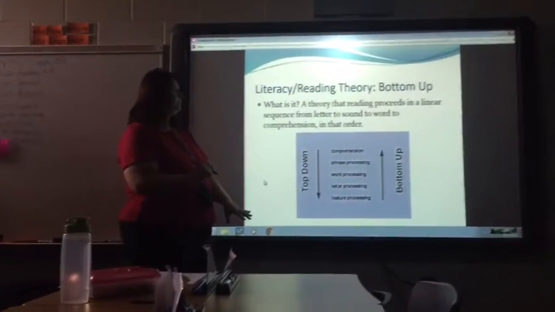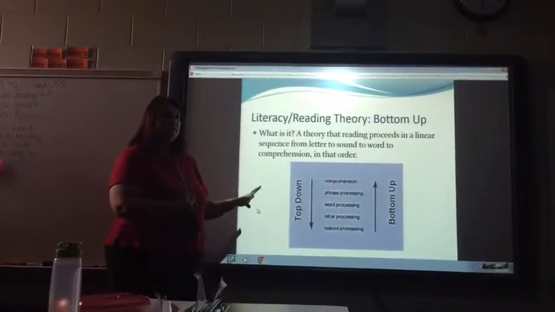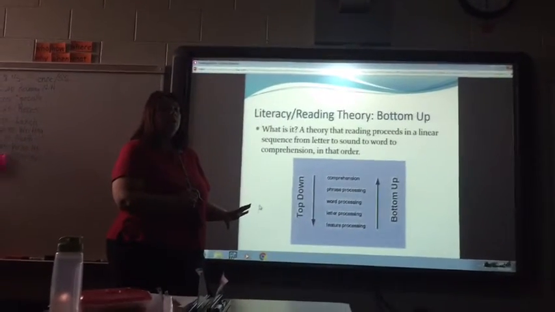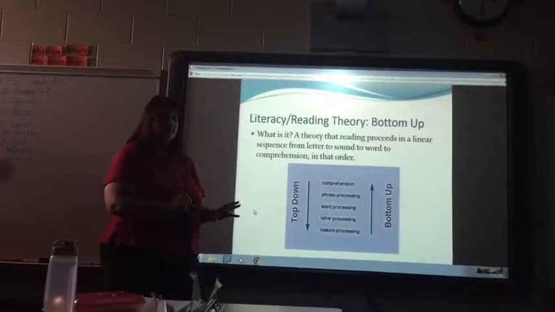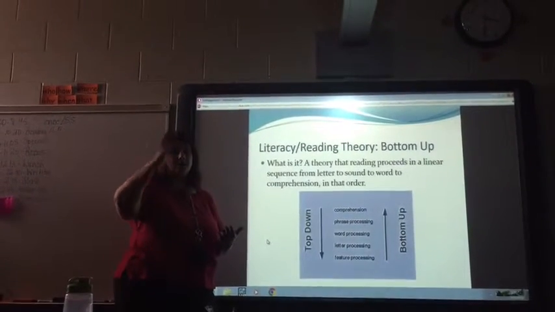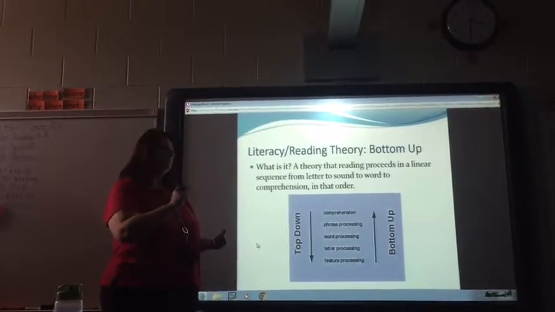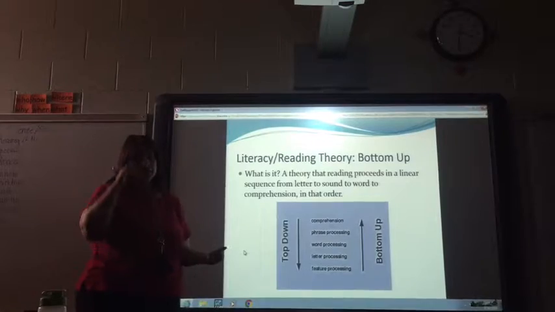And so for the bottom-up theory, for me, there has to be a starting place, a place to begin. For students who don't have anything, they need some building blocks, and then you can bring in that top-down theory of doing all those fun activities of really connecting with the lesson or what you're reading.